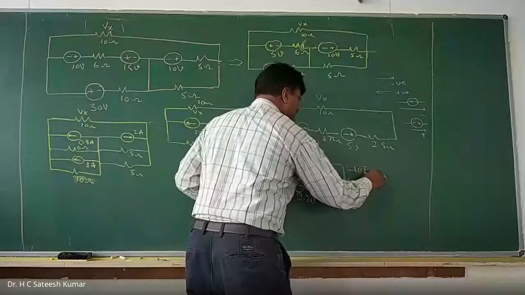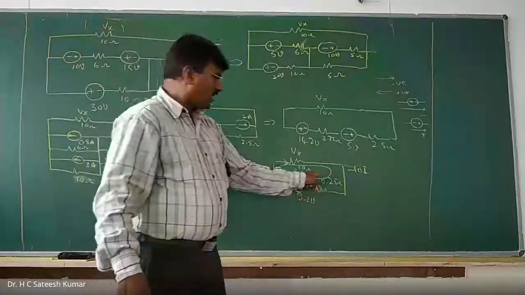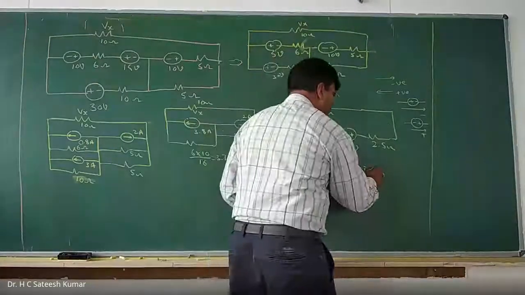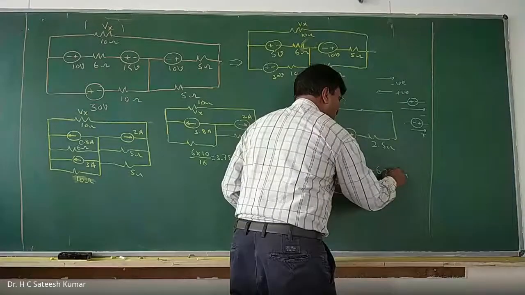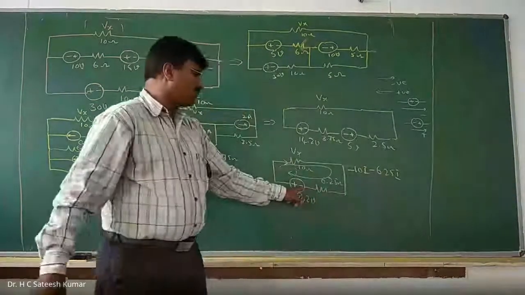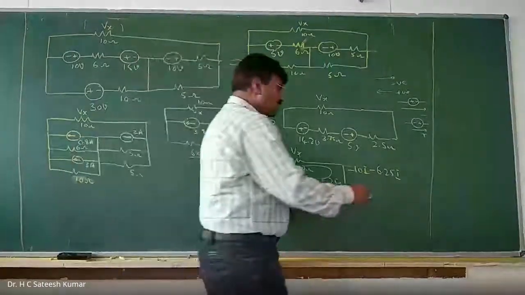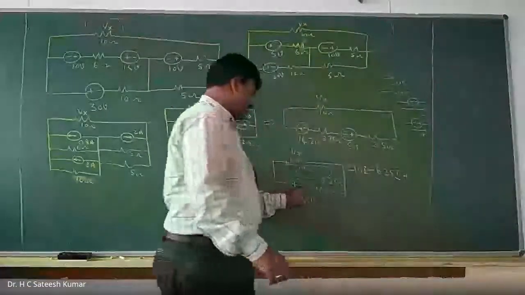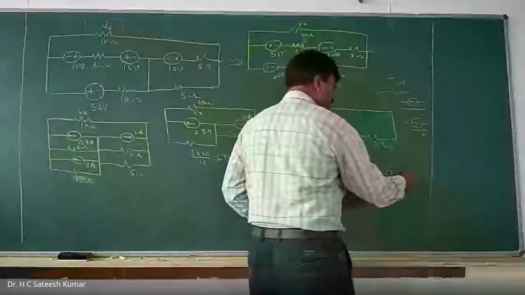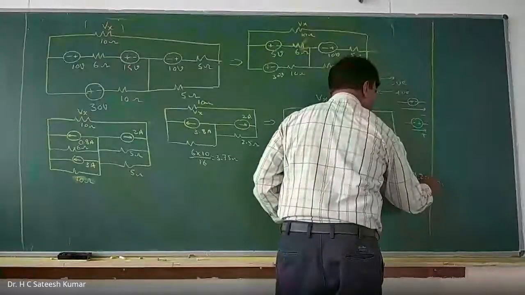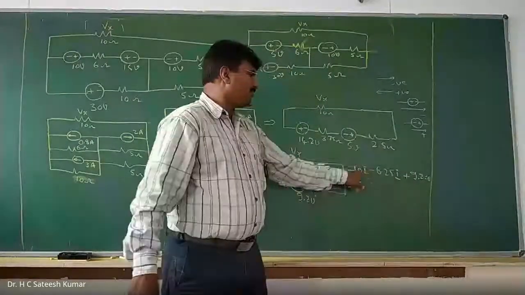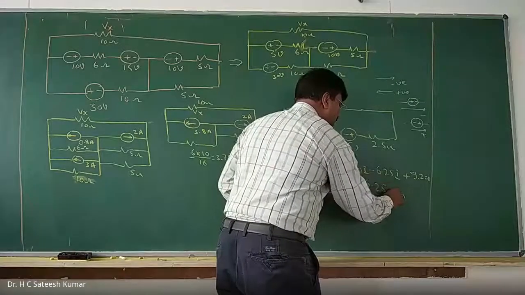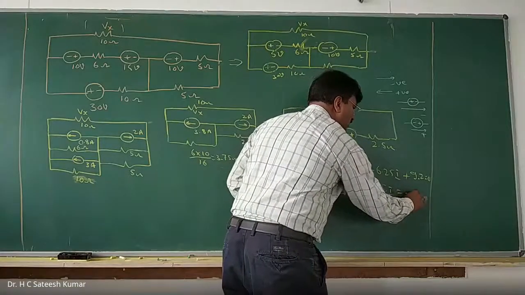Minus 10I, and I am in the same direction. Same direction is minus 6.25I. And I am going from minus to plus, so plus voltage. What is that voltage? Ohm's law. Minus to plus is plus 9.2 is equal to 0. Minus 10 minus 6.25 is minus 16.25. Minus 16.25I is equal to minus 9.2.